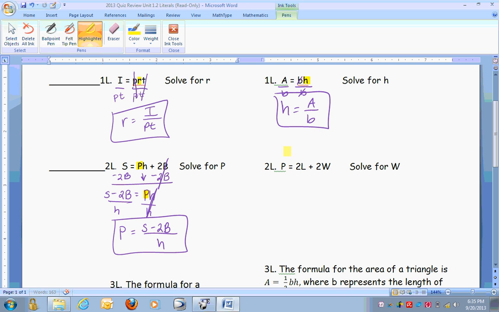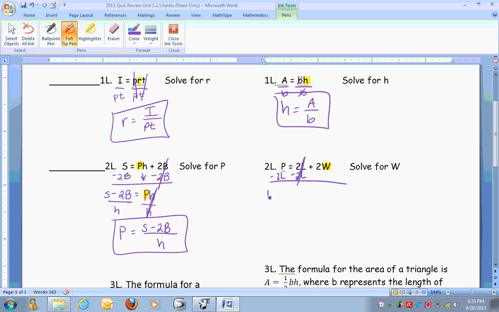All right, now they're asking us to solve for W. Well, we need to get rid of everything that's not W and move it to the other side. So the first thing is we realize that it's 2 times W. So what we're going to eventually have to do is get rid of that 2 by dividing by 2. But then we're also having 2L plus 2W. So this 2L is technically being added, so we need to subtract 2L from both sides. Remember, because we have to add and subtract before we multiply and divide.